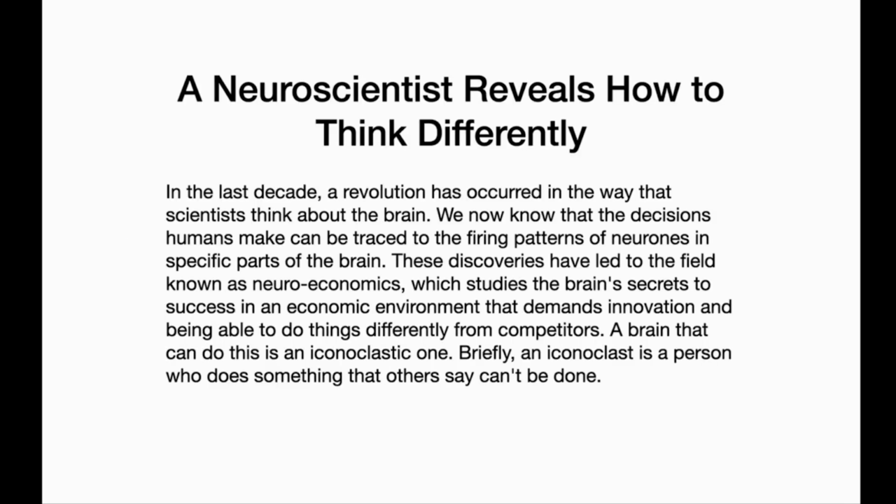A neuroscientist reveals how to think differently. In the last decade, a revolution has occurred in the way that scientists think about the brain. We now know that the decisions humans make can be traced to the firing patterns of neurons in specific parts of the brain. These discoveries have led to the field known as neuroeconomics, which studies the brain's secrets to success in an economic environment that demands innovation and being able to do things differently from competitors. A brain that can do this is an iconoclastic one. Briefly, an iconoclast is a person who does something that others say can't be done.